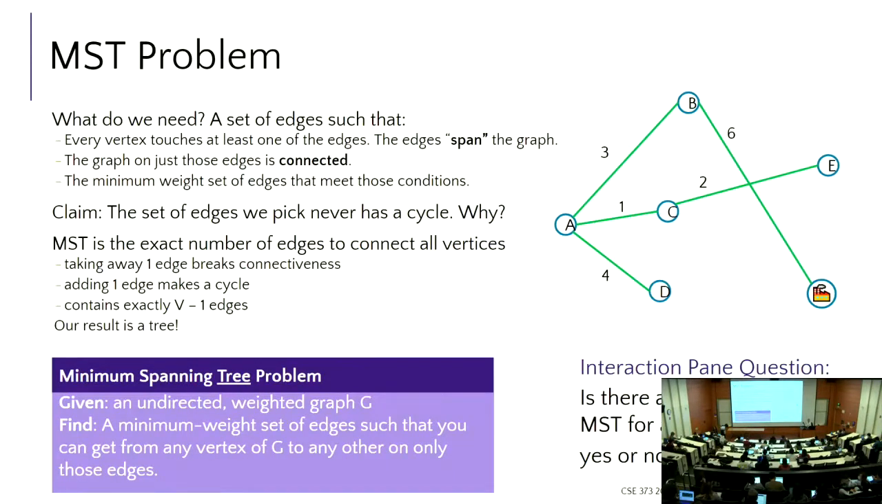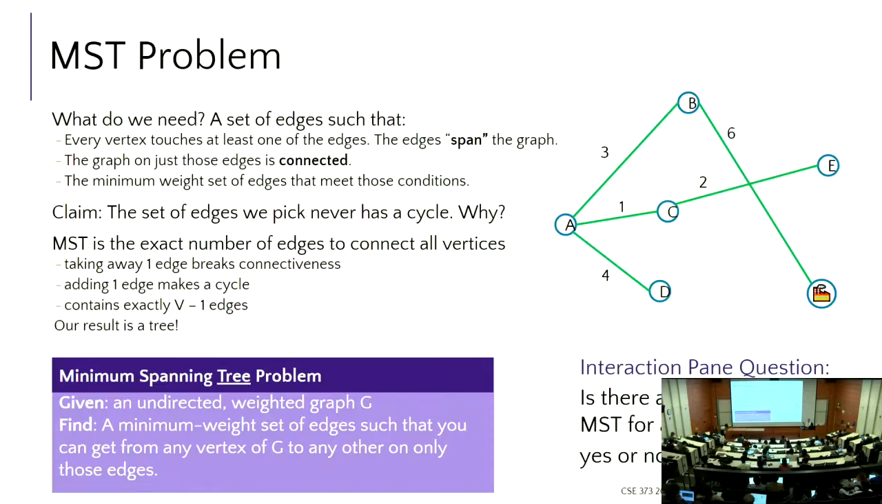What do we need? We need a set of edges such that every vertex touches at least one of the edges. The edges, quote, span the graph, i.e. all of those edges are connected. We want the minimum weight. And here is my claim to you: the set of edges we pick will never have a cycle. This will be acyclic, just like our topo sort, remember? It had to be a directed acyclic graph. The minimum spanning tree is also acyclic.